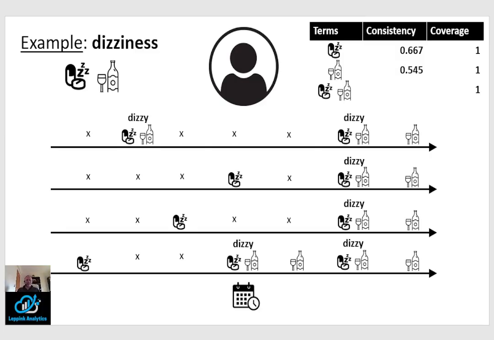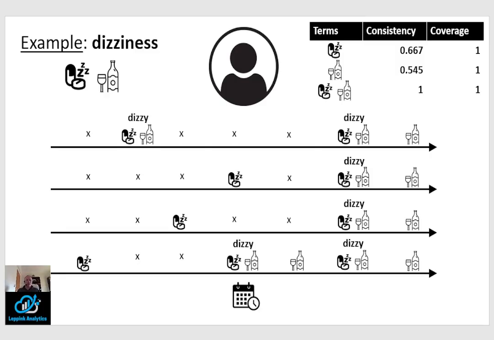And when we look at alcohol, the consistency is worse because there are 11 cases of alcohol consumption, of which only 6 were followed by dizziness. And 6 divided by 11 is about 0.545. So both for the sleeping pill and for alcohol, we see quite a few exceptions to the rules, and generally consistency values below 0.75 or even below 0.8 are considered insufficient.